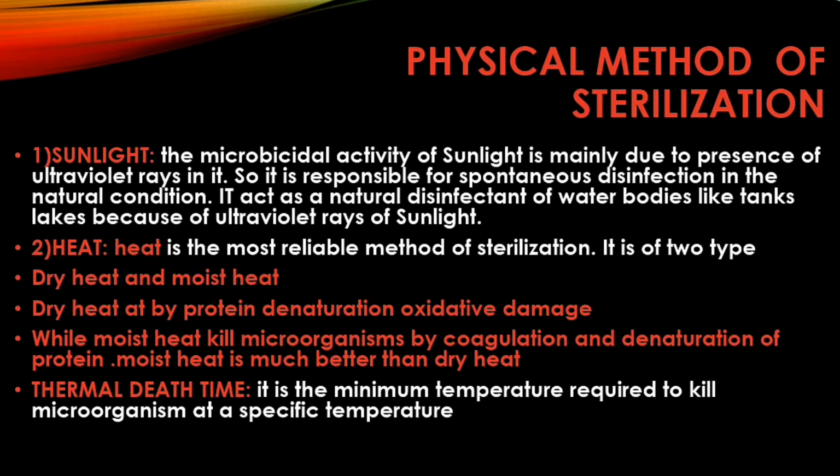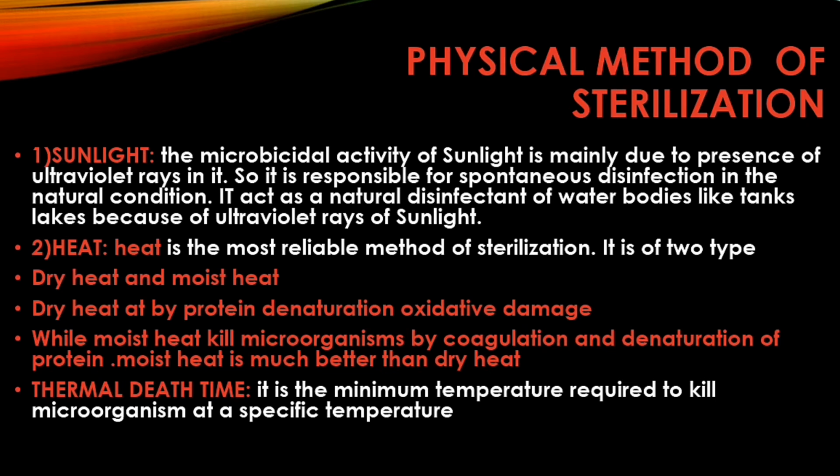The next one is heat. Heat is the most reliable method of sterilization. So it's of two types: dry heat and moist heat. Dry heat acts by protein denaturation or oxidative damage. So dry heat kills the microorganism by denaturation of its proteins, or it oxidizes the chemicals present in the microorganism and kills it, while moist heat kills microorganisms by coagulation and denaturation of protein.